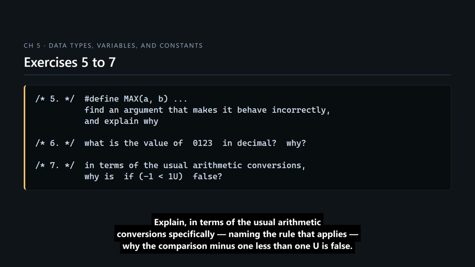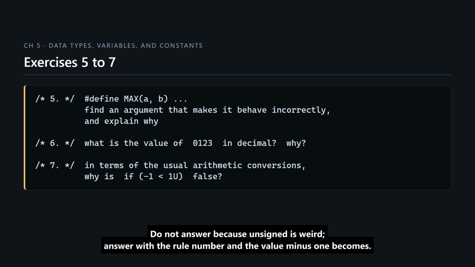7. Explain, in terms of the usual arithmetic conversions, specifically naming the rule that applies, why the comparison -1 < 1u is false. Do not answer because unsigned is weird. Answer with a rule number and the value -1 becomes.